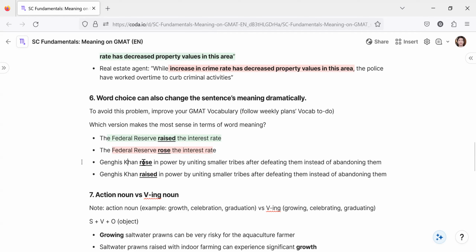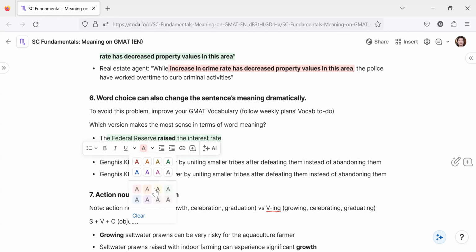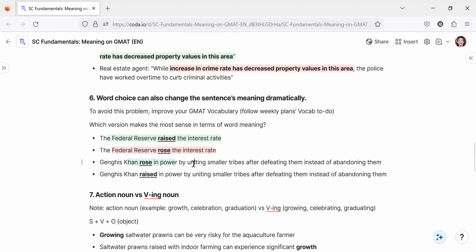On the other hand, Genghis Khan rose in power is the correct version, because again, rise, or rose in the past tense, is an internal verb. So Genghis Khan himself rises in power. He doesn't act on something else, right? And Genghis Khan raised in power is incorrect for the same reason. So you've got to be careful with word meanings and word versions. You've got to polish your GMAT vocabulary to avoid this type of error, and follow the GMAT vocabulary to-do list to reinforce your vocabulary.